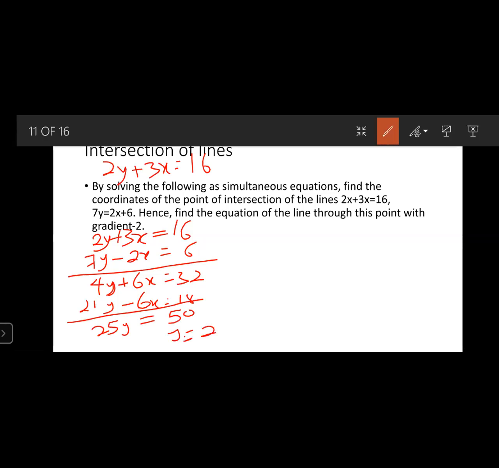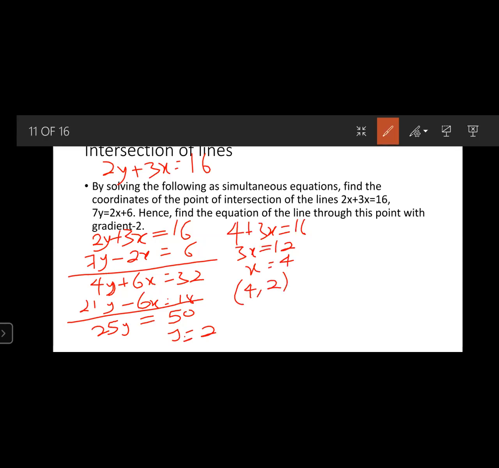So if y is 2, what happens? We need to get the value of x. If you put y in the first equation, for example, 2 times 2, I have 4 plus 3x equals to 16. So 16 minus 4 will give me what? 12. So 3x is equals to 12, and x is equals to 4. So it means the point of intersection is what? 4, 2. So they said, hence, find the equation of the line through this point with gradient minus 2.